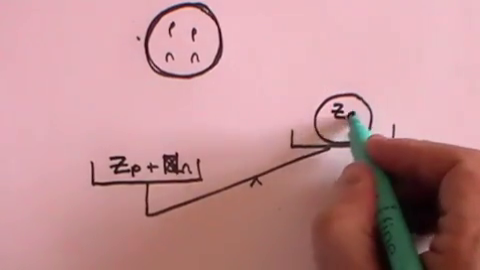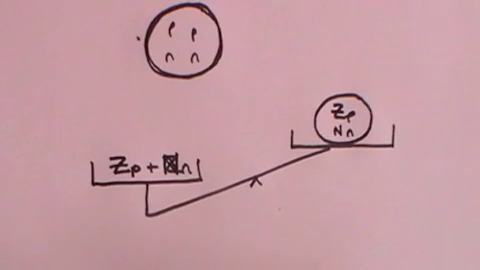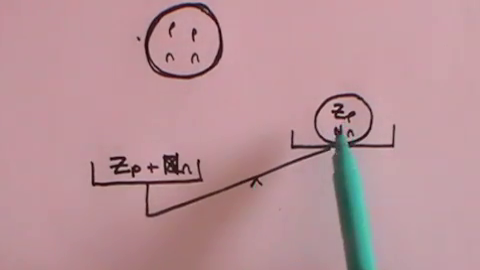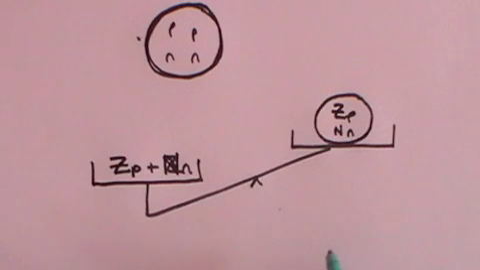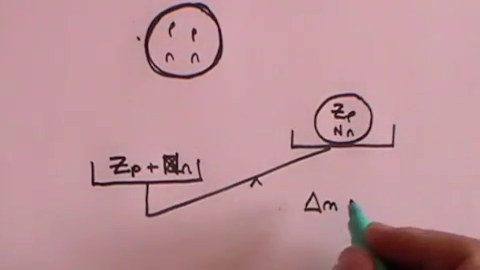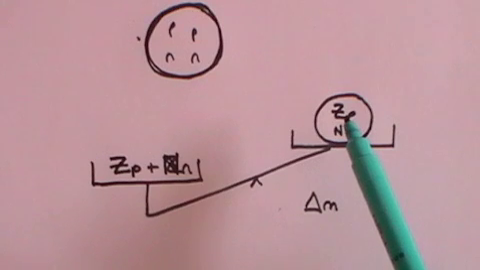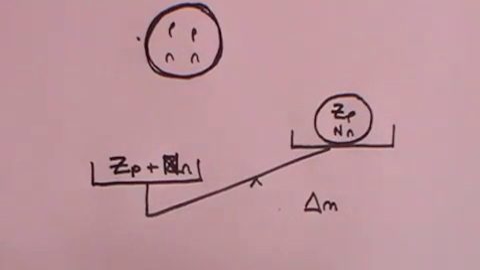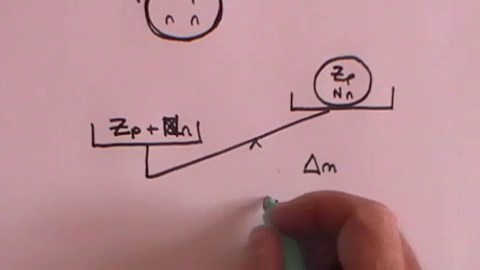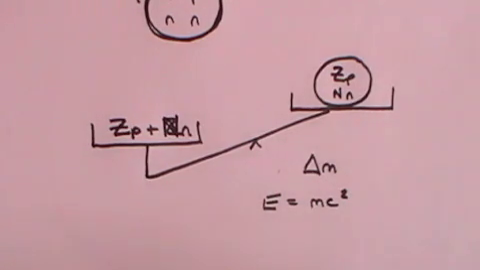which contains Z protons and N neutrons, what you find is that the mass of the individual protons and neutrons is greater than when those protons and neutrons are bound in a nucleus. There is what is called a mass deficit. Some of this mass has been lost when all these protons and neutrons are bound in the nucleus. And how does mass get converted into energy? Well, E equals mc squared.